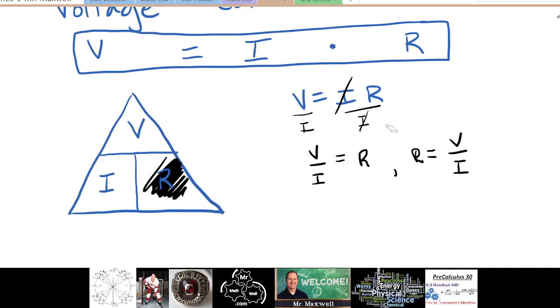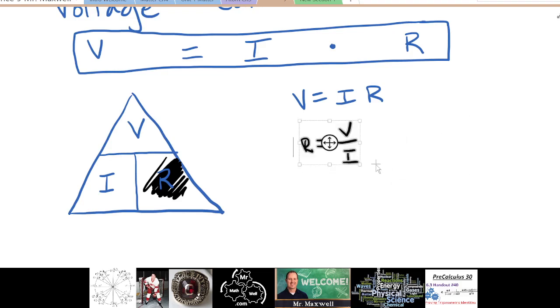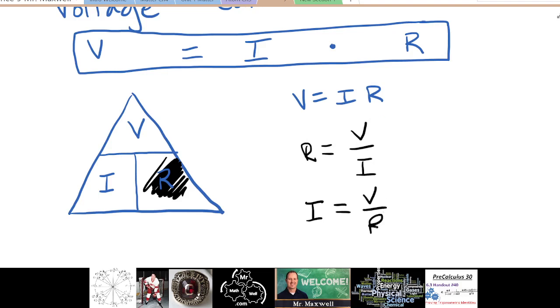So V equals IR is the first one, and R equals V over I would be the second version of Ohm's Law. It's just a manipulated version. And the third one, if we divide both sides by R to get I by itself, current equals V over R. So let's try this. I'm going to cover up I now, and you see how I have V on top of R, V divided by R.